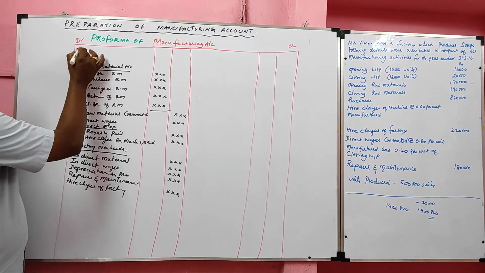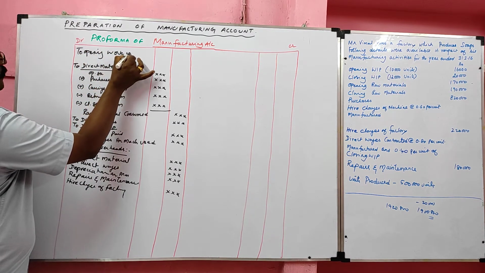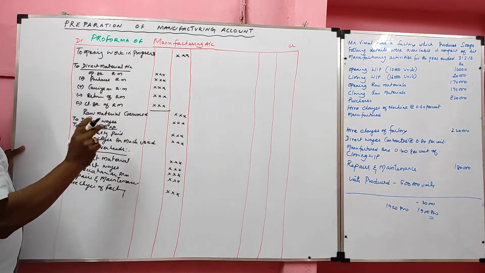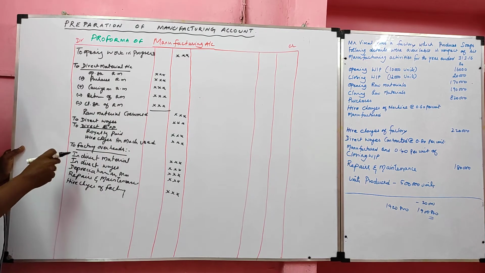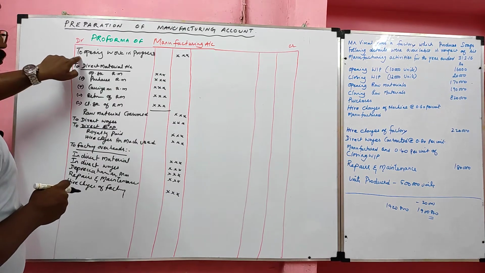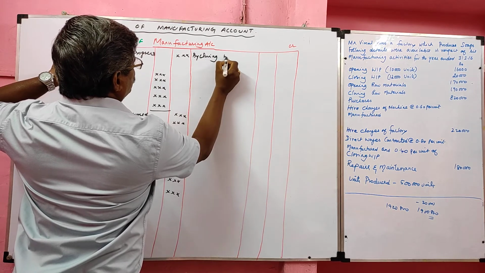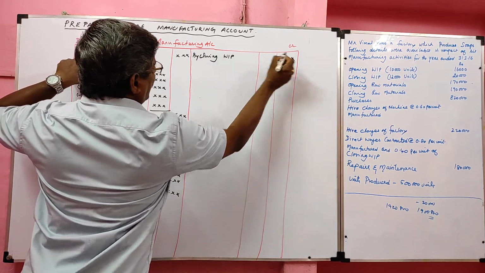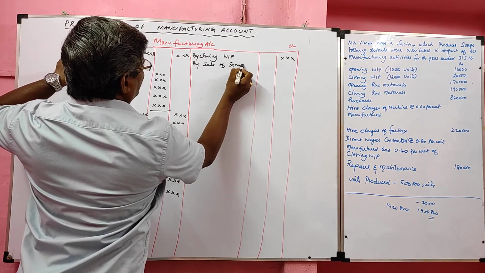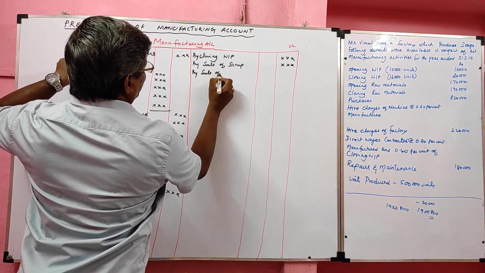Then in debit side, we should start with the opening work in progress. We can treat opening work in progress in two ways. One, we can include it in the factory overhead; another, we can debit it first to the manufacturing account. Then opening work in progress debited, then closing work in progress should be credited. If sale of scrap is given, that also should be credited because it is an income. Then sale of byproducts.